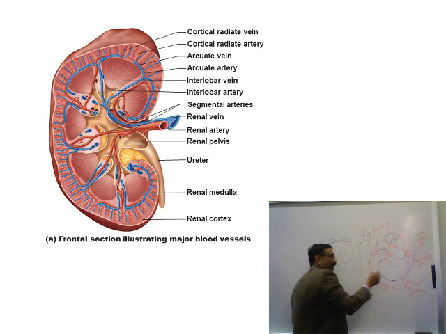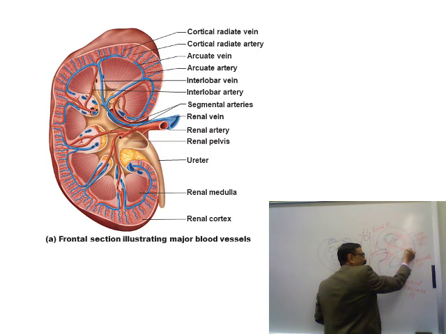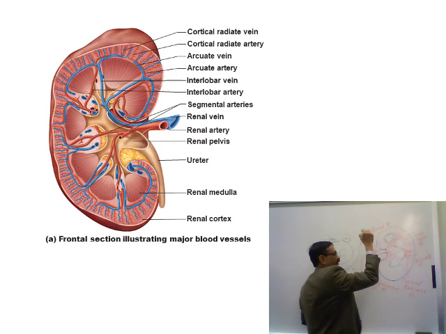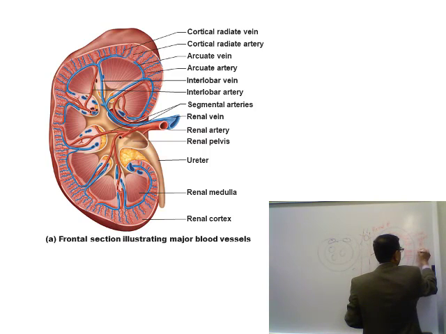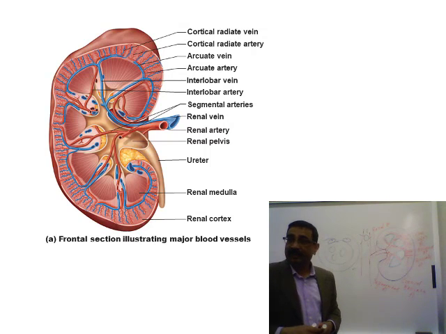From cortical radiate, small arteries arise like this from both sides, like small plants. These are called afferent arteries. Start with A. Afferent arterioles. Now these are arterioles, that means very small arteries. You know that small arteries are called the arterioles. So I am going over again.